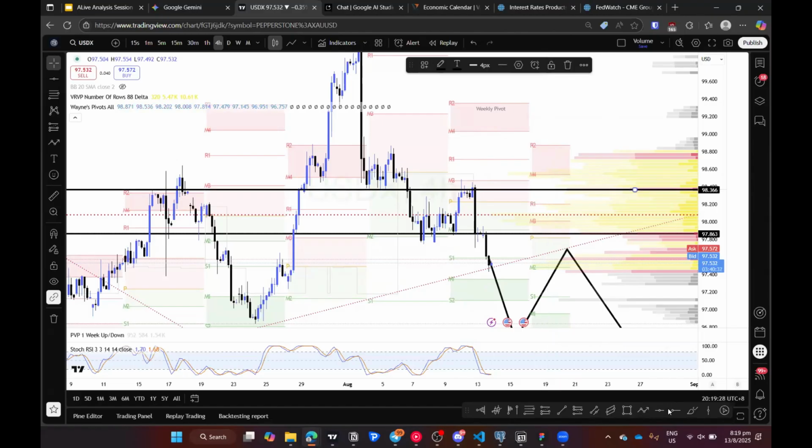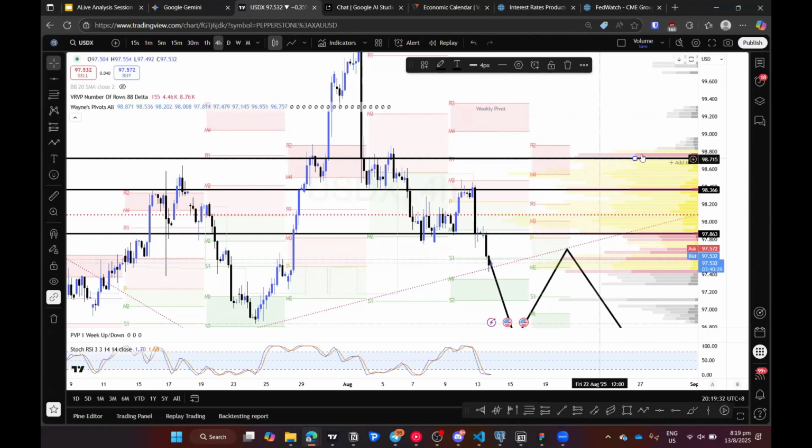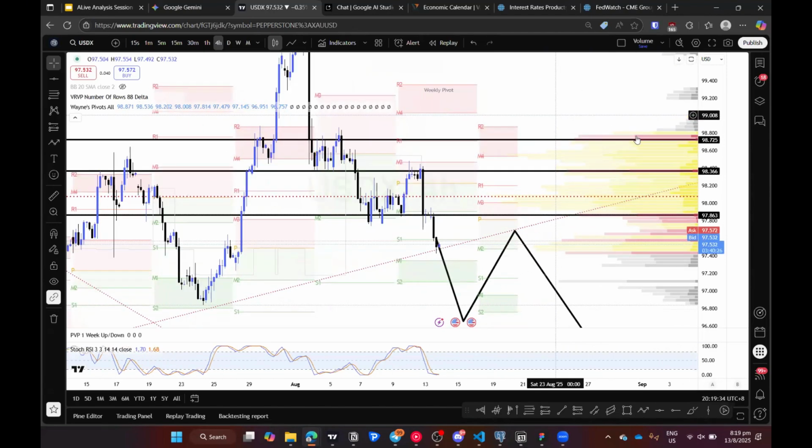Next area will be here. And you see that it overrides the red volume bars here. So those are the key levels that we will be watching.